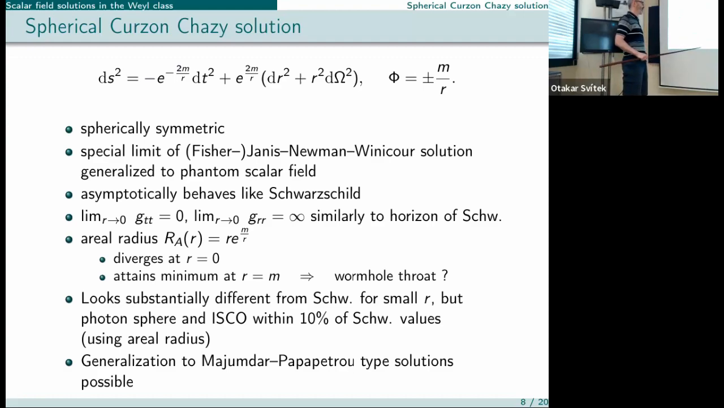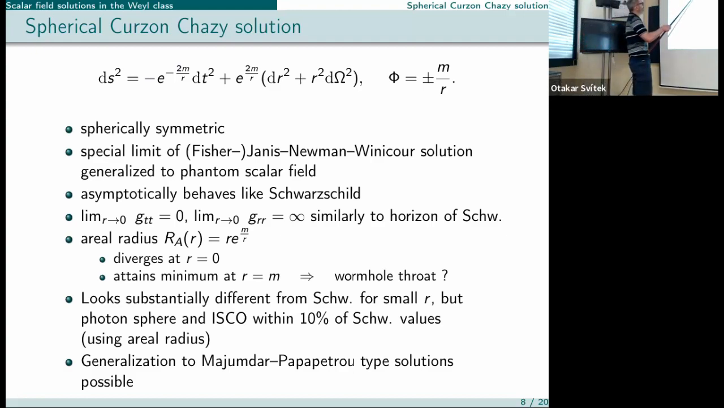And then since the referee forced us, we also computed what the photon sphere and innermost stable circular orbit look like. And what we found is that both of them are within 10% of the Schwarzschild values. So it's pretty close to Schwarzschild. And of course, one has to compare them using areal radius to have a proper result. Especially, I think the photon sphere was like 10%, and ISCO was even 5% away from the Schwarzschild values.